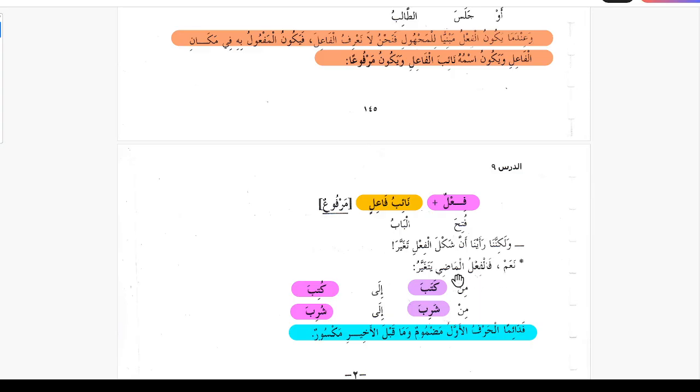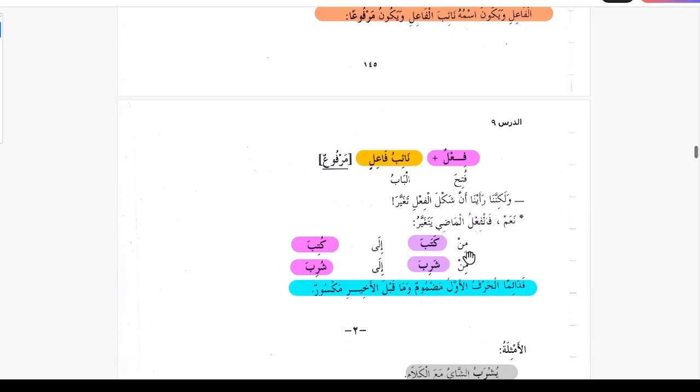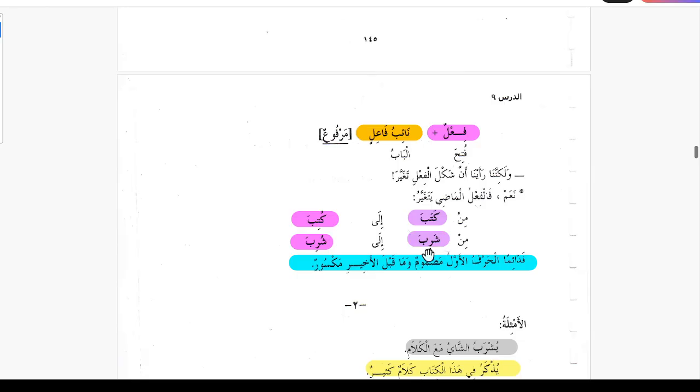The past verb changes, from what? It changes from kataba. Kataba is "he wrote," and when we say kutiba, it means "it was written." So kataba is the past active form, and kutiba is the passive form. So it changes from kataba to kutiba. And shariba, "he drank," changes to shuriba, "it was drunk."